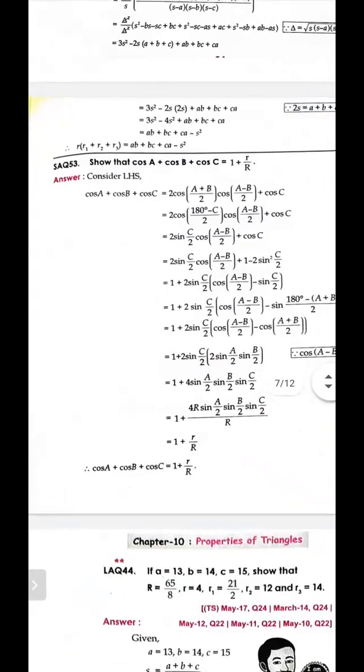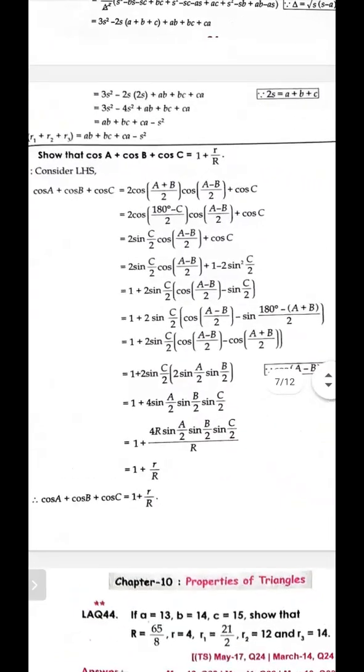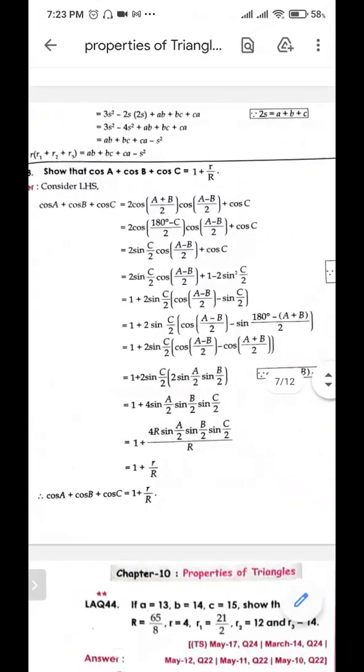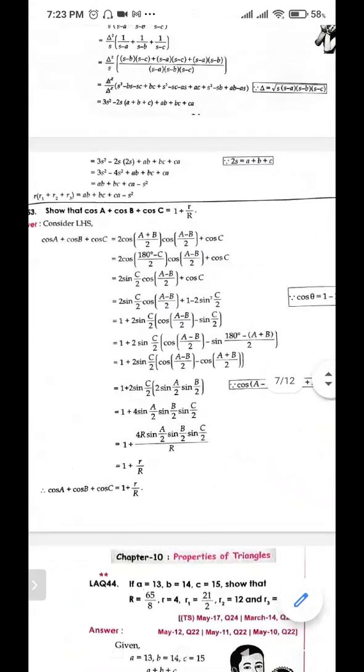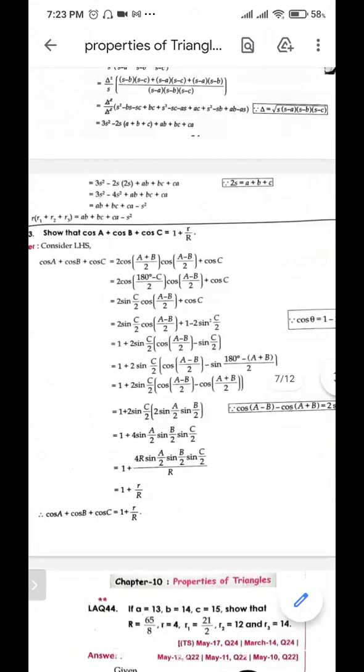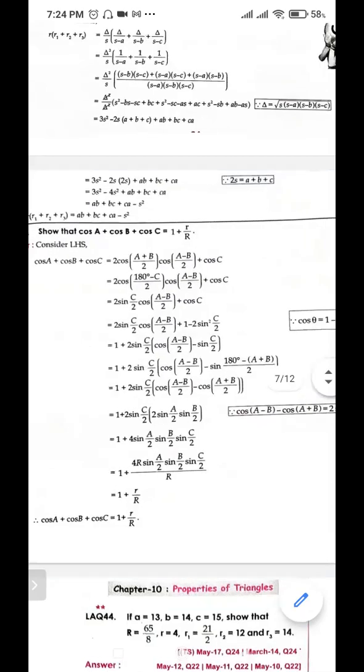Next question. Show that cos A plus cos B plus cos C is equal to 1 plus r by R. So cos A plus cos B can be written as 2 cos (A plus B) by 2 into cos (A minus B) by 2.